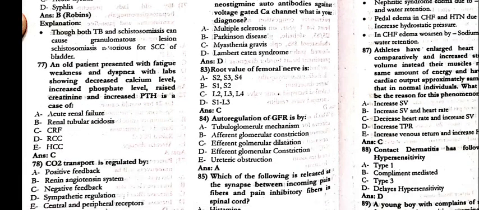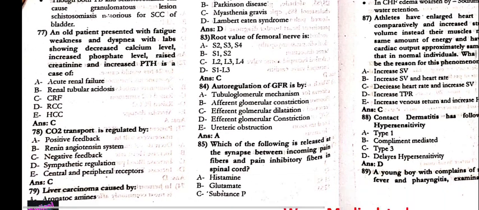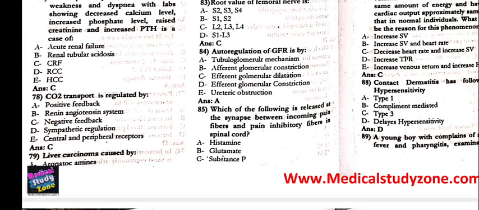schistosomiasis. 77, a patient presented with fatigue, weakness, and dyspnea. The lab shows decreased calcium, increased phosphate, raised creatinine, and increased PTH. This is due to CRF, renal failure. 78, the carbon dioxide transport is regulated by negative feedback.